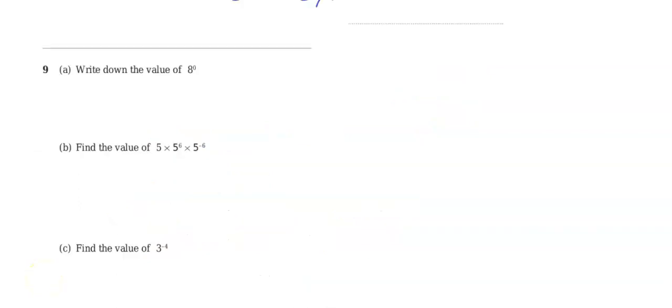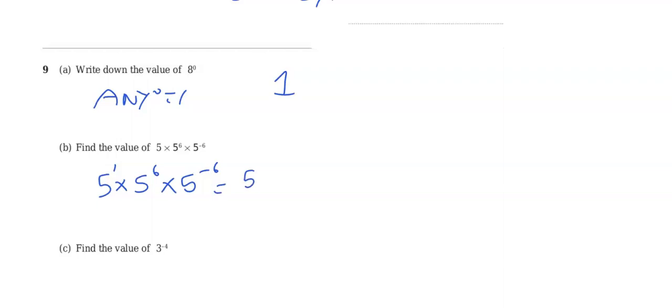Right, question 9, part A. Write down the value of 8 to the power of 0. Any number to the power of 0 equals 1, so the answer equals 1. Find the value of 5 times 5 to the 6 times 5 to the minus 6. That is 5 times 5 to the 6 times 5 to the minus 6. That, of course, is the same as 5 to the power of 1. When you multiply the numbers, you add the indices.